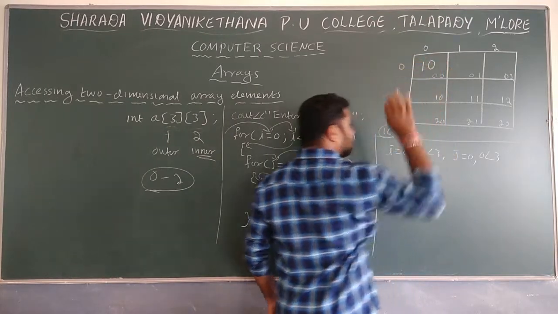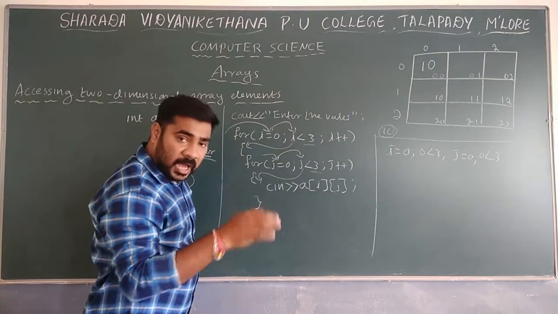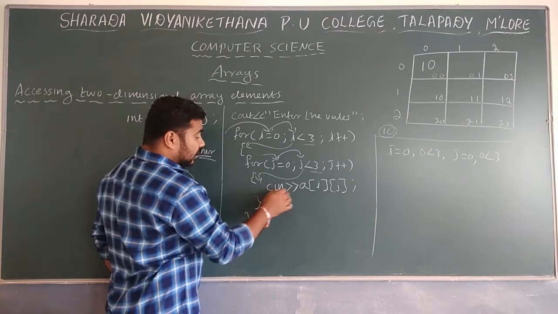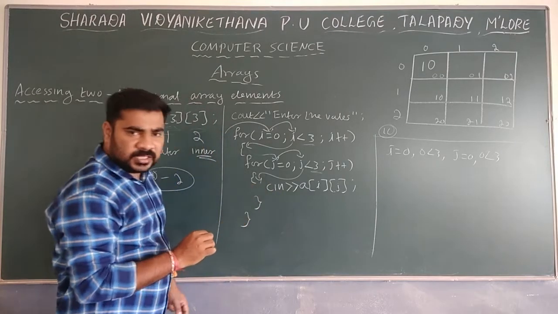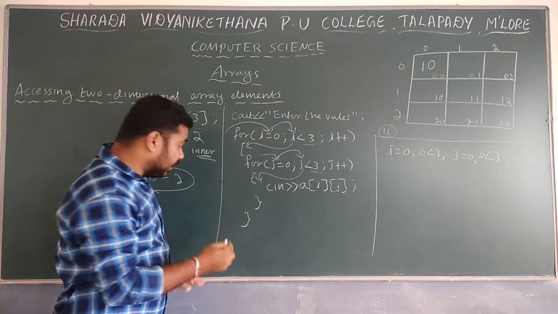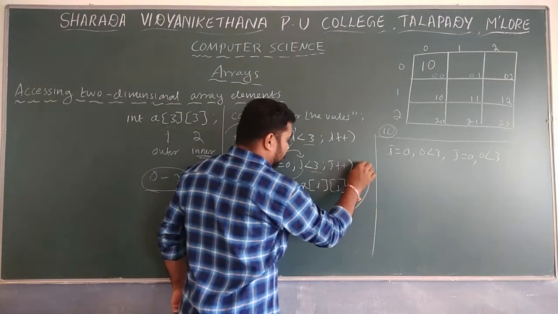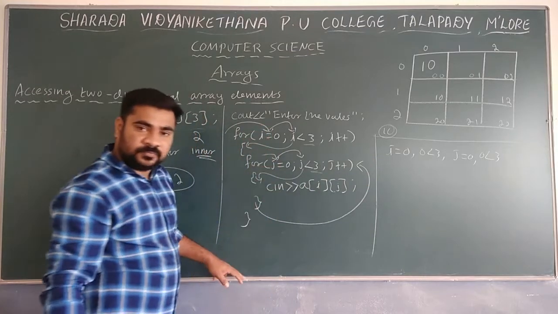A of 0 0. Got it. After that, this for loop is finished. Then the increment is going to happen. Which increment will be done here, either i plus plus or j plus plus? It will increment the inner for loop.